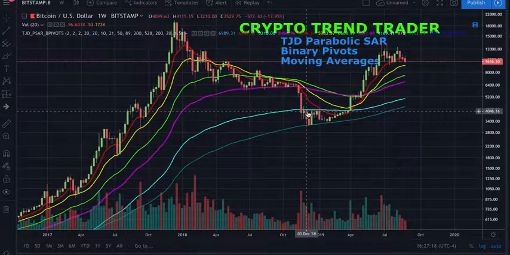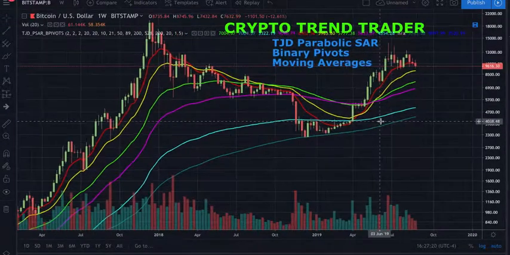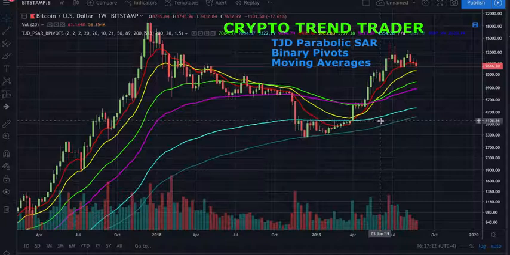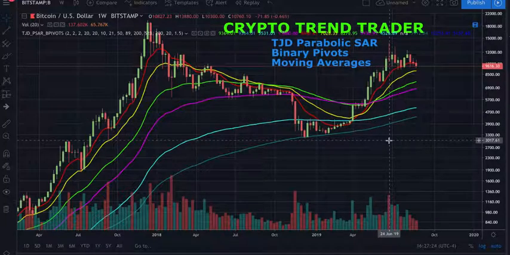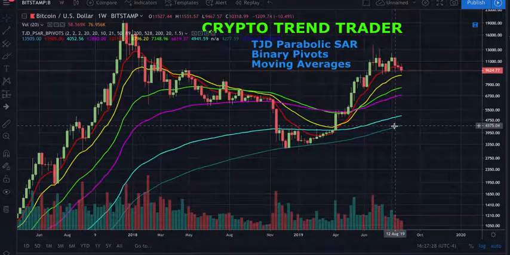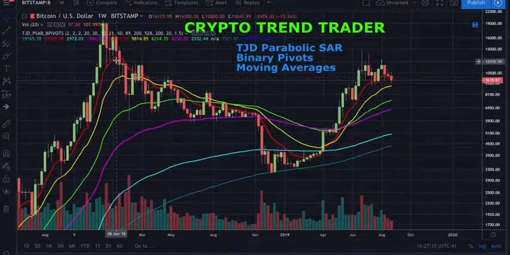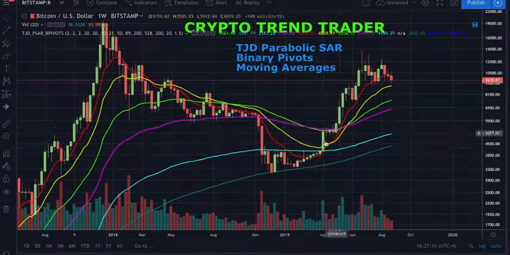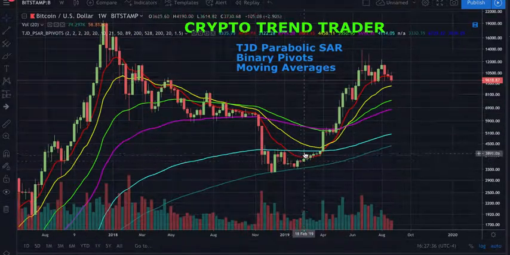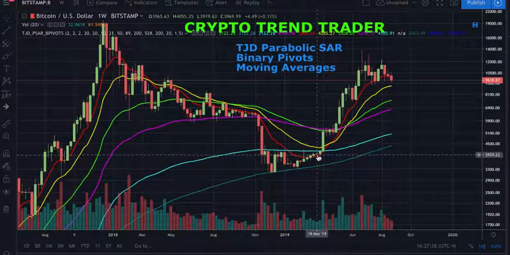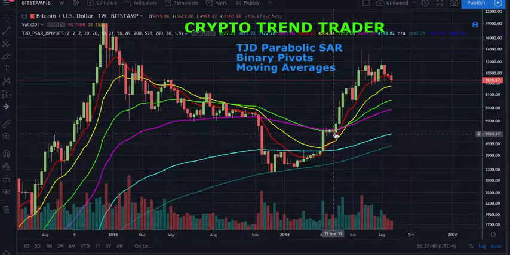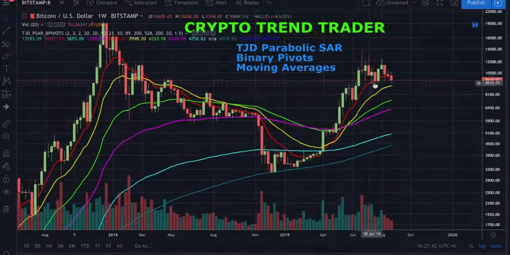But these are very common to be used in crypto, especially the exponentials, but a lot of people use simples because of traditional markets. But essentially just look for whatever works, and you'll see based on what's happening now is we're essentially getting a potential change in trend. From the bottom here, once we broke above and close above the 10 moving average, we haven't fallen below it since.